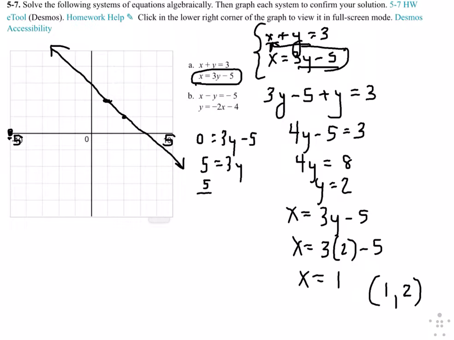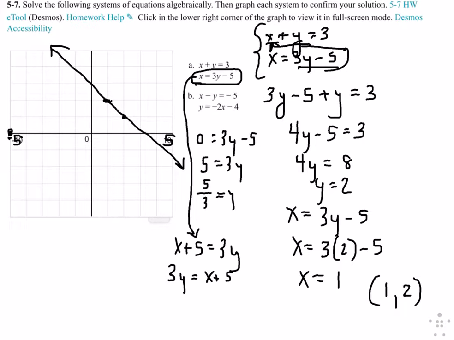Y equals 5/3. That's not a nice graph. So let's take another approach. Let's rearrange this into slope-intercept form. So we get x plus 5 equals 3y, and I'm going to rewrite that as 3y equals x plus 5. And then y equals 1/3 x plus 5/3. Again, not wonderful, but not so bad.